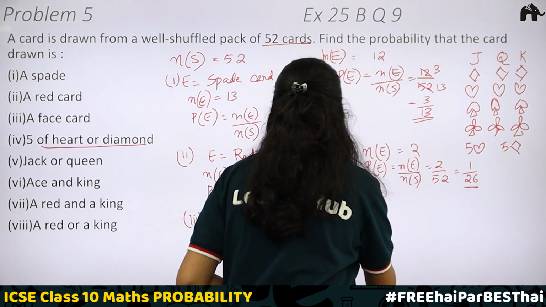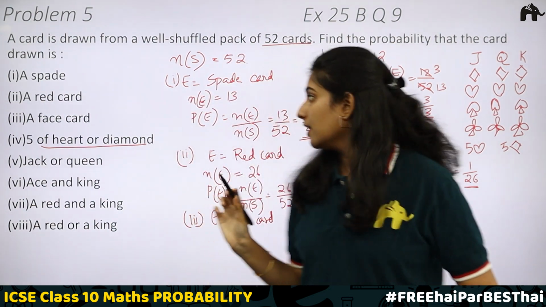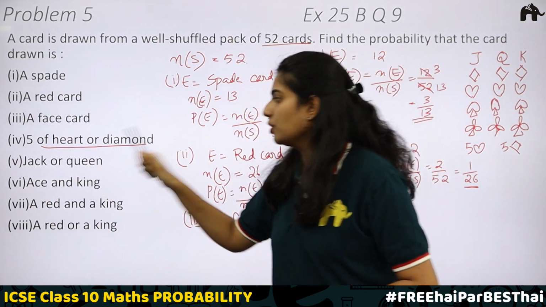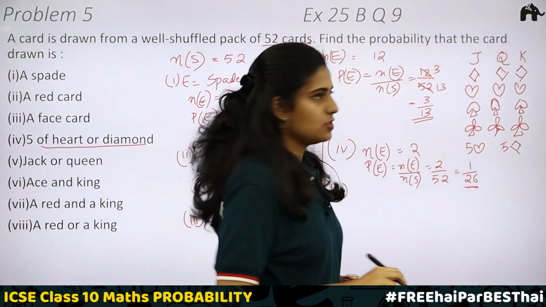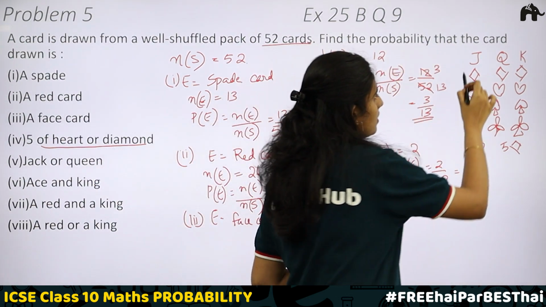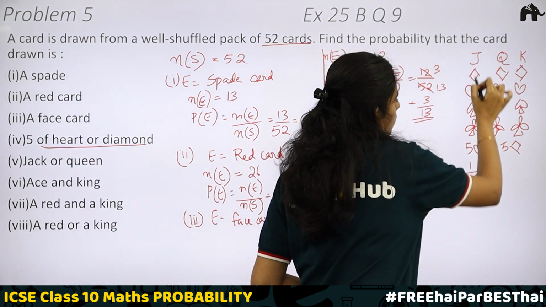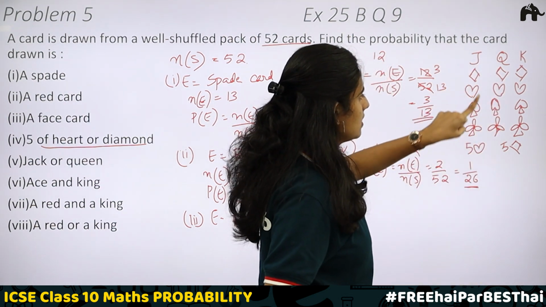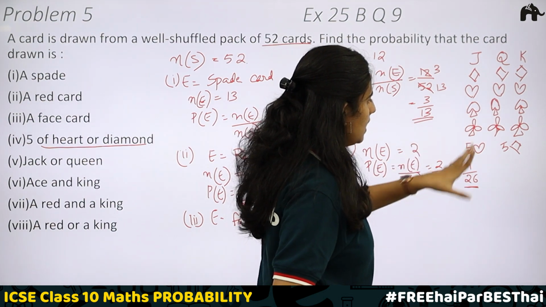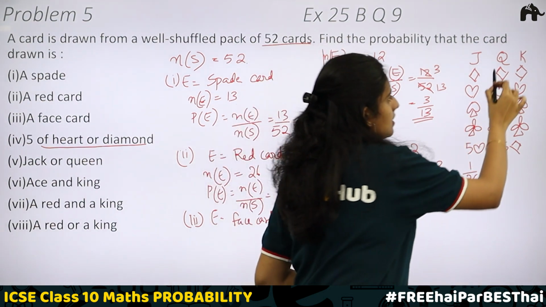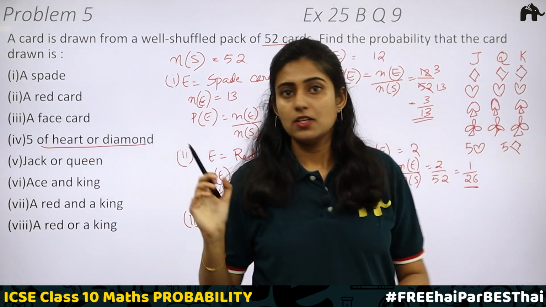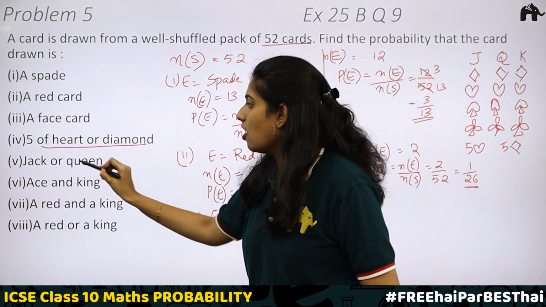Next one. Fifth one. Fifth one is jack or queen. How many jack cards do we have? We have 4 jack cards: diamond, heart, spade and club. Queen cards: 1, 2, 3, 4. 4 again. So either it should be a jack or a queen.